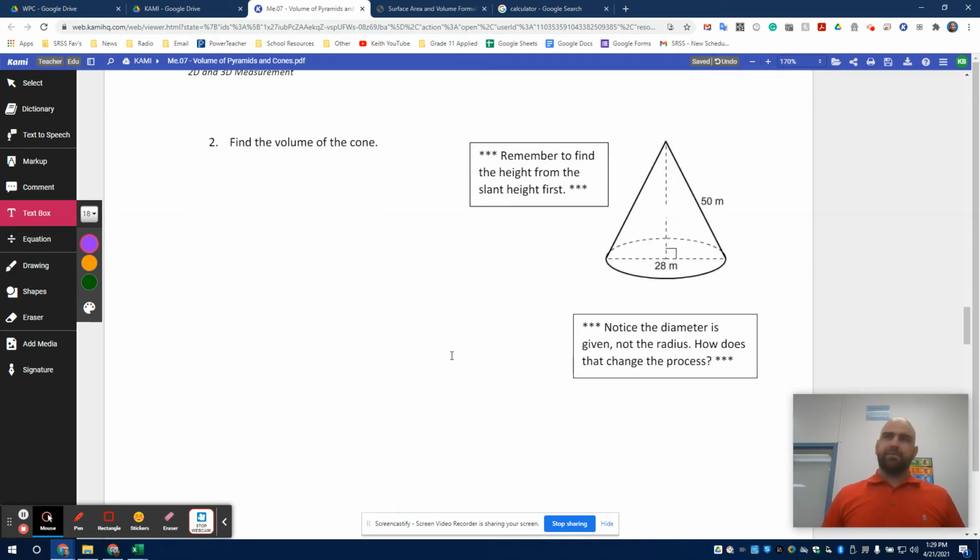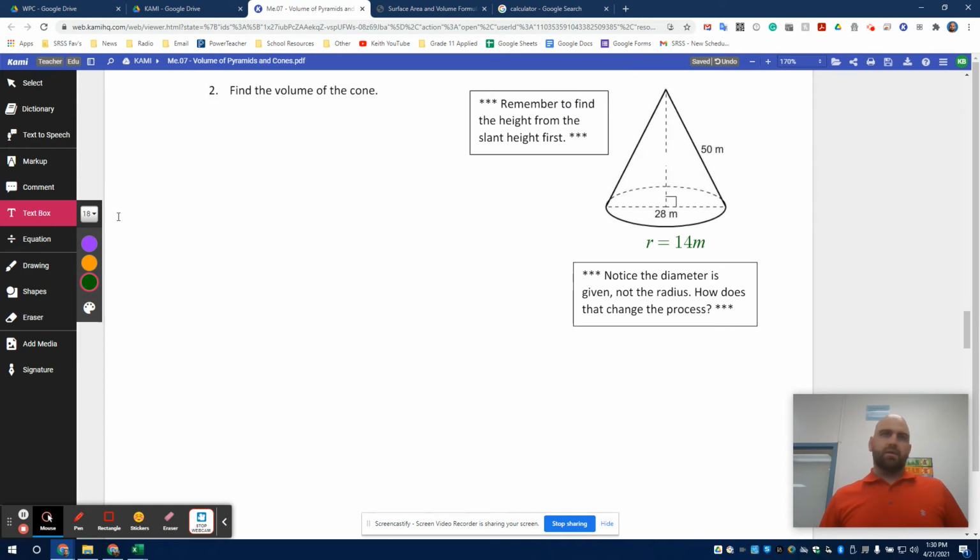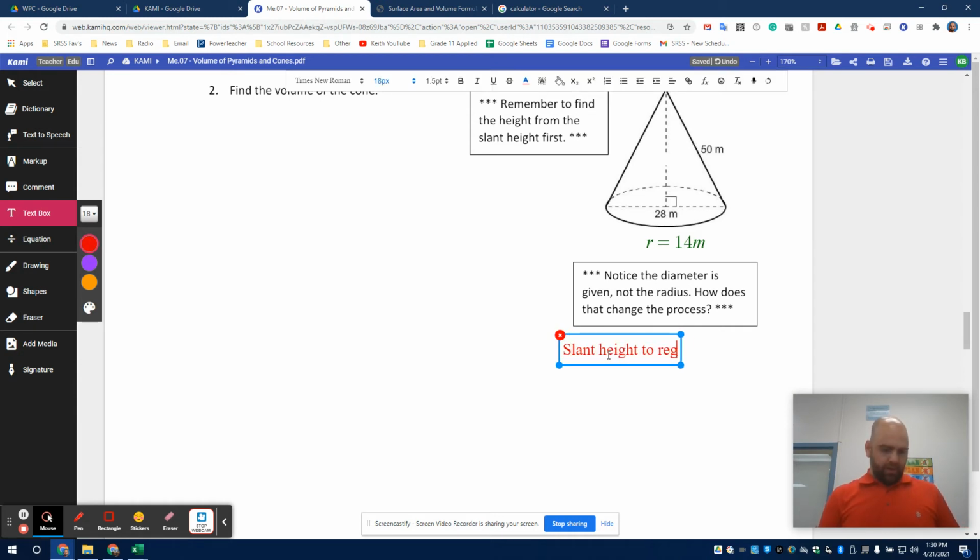Now here's a slightly different one that has maybe a little bit more complications to it. We are given the diameter in this case here. Okay, so if we want to find the volume of this cone, we need to get the radius. So radius is equal to 14 meters. Okay, it's half. Then we're given slant height. We need to find the regular height. So I'm going to do that just down here on the bottom, off to the side, and I'll do everything else there. So we're going to do slant height to regular height.